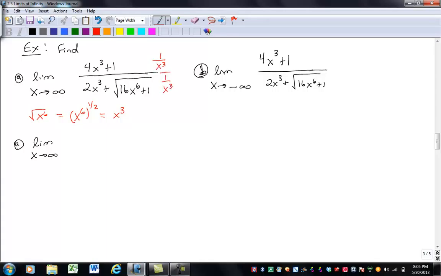Now there's a little bit of an issue that arises when I do this. On the top I have 4x cubed plus 1, and I'm going to divide it by x to the 3rd. That's the highest power in the bottom. And on the bottom I have 2x cubed plus the square root of 16x to the 6th plus 1. And I'm going to divide those by x cubed as well.